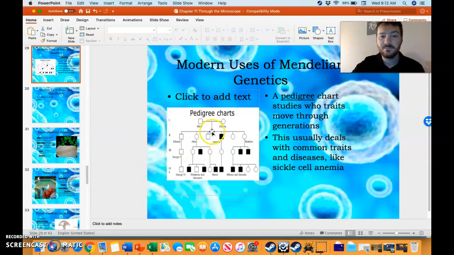And doctors actually use this sometimes to determine how likely you are to have a trait. So when they ask you, for instance, has anyone in your family history had, and then they'll name the trait, well, they can arrange a pedigree and see if you're likely to have that trait.